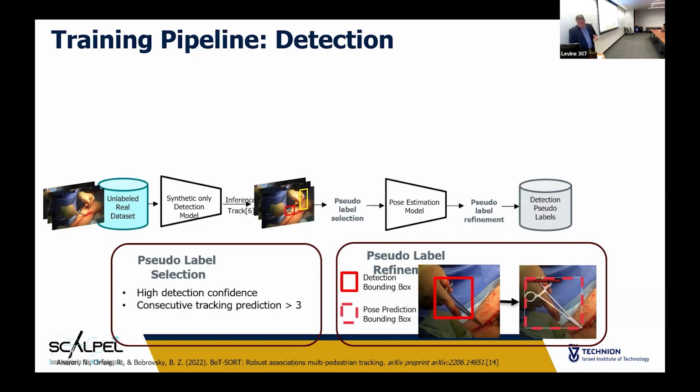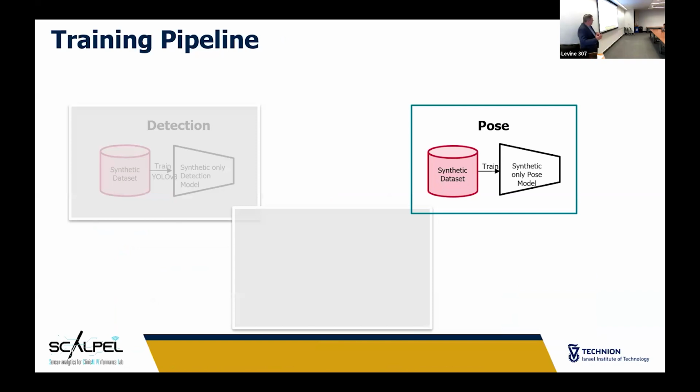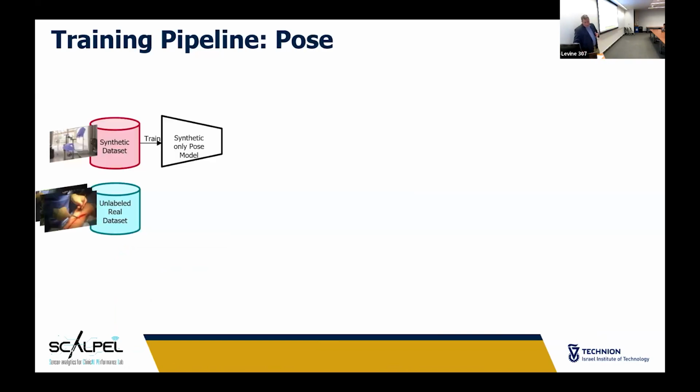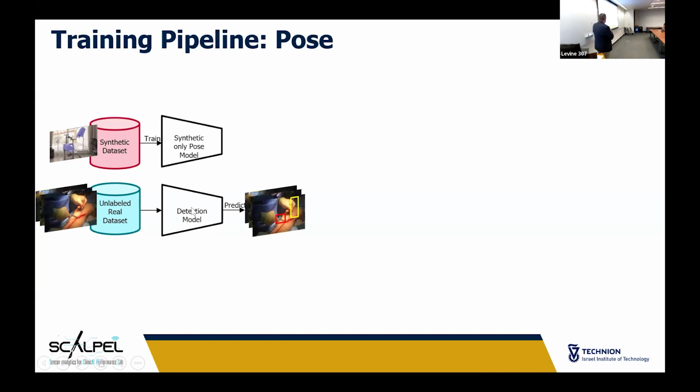And now we have detection pseudo labels and a refined detection model. Now we do something very similar with our pose estimation model. So we have a pose estimation model. We train it using synthetic data only. We have video data once again. We use our new detection model, right? The detection model was developed on synthetic data, was then refined using real data, but again, no labels. We added no labels in the process.